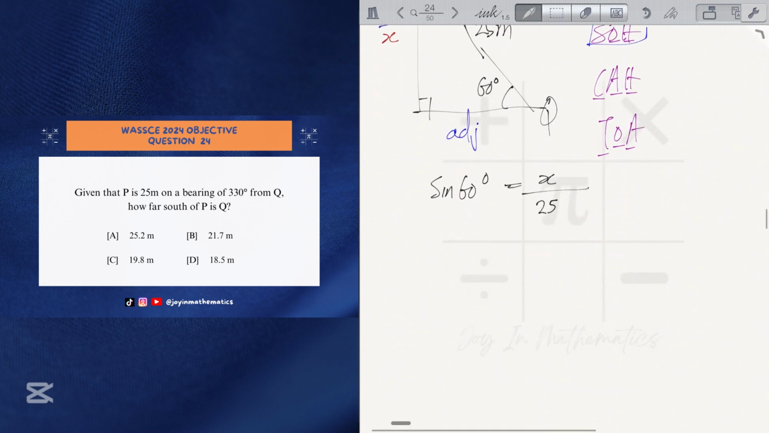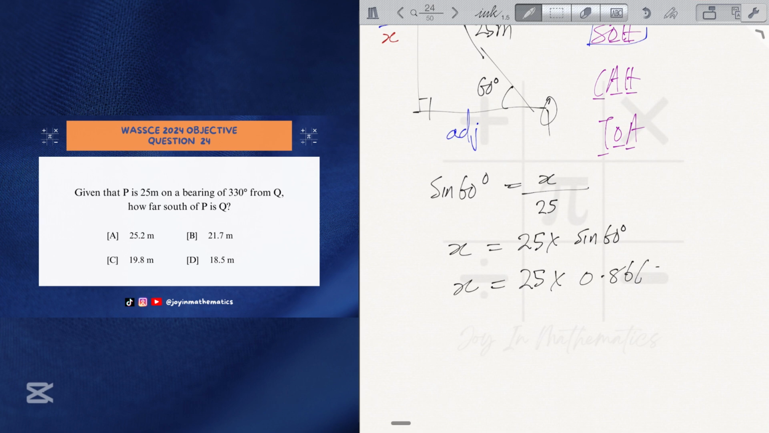So in view of this, we can now evaluate our X. So X will be 25 multiplied by sine 60 degrees. Now if we plug sine 60 degrees into our calculator, it will give us 0.8660. So this will be 25 multiplied by 0.8660, which will give us 21.65 meters. Approximating to one decimal place, we'll have 21.7 meters, which is equivalent to option B.